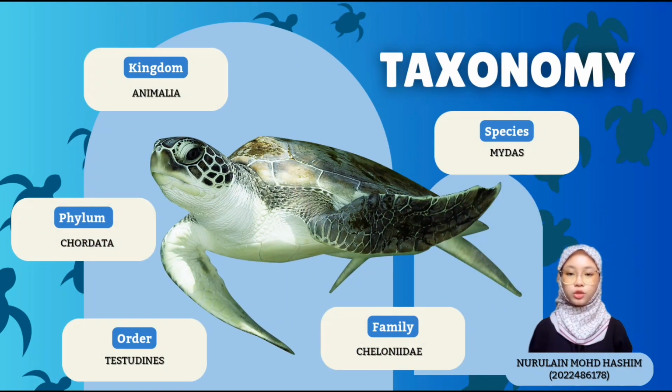So first, we will undergo the taxonomy. The green sea turtle, scientifically known as Chelonia mydas, is a species of marine turtle belonging to the order Testudines and the family Cheloniidae. It is classified within the genus Chelonia, which contains only one living species, the green sea turtle. The green sea turtle is part of the broader animal kingdom Animalia, the phylum Chordata, and the class Reptilia. This taxonomy breakdown provides a clear understanding of where the green sea turtle fits within the broader classification of living organisms.